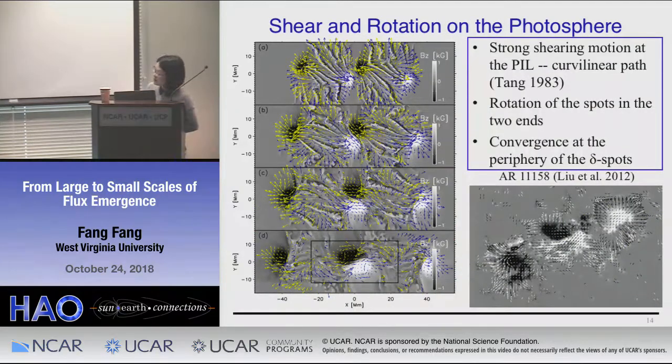And so we also study the shearing and rotation on this photosphere. You see, this is also the same plot, but the arrows are showing you the velocity on the photosphere. You see that gradually with time, there has been strong shearing motion at the polarity inversion line, and the two spots in the middle take a curvilinear path around each other. Also, at the two ends, in the two sunspots at the two ends, we observe rotation of the sunspot. So this shearing motion is also observed in the observed active region 11158.